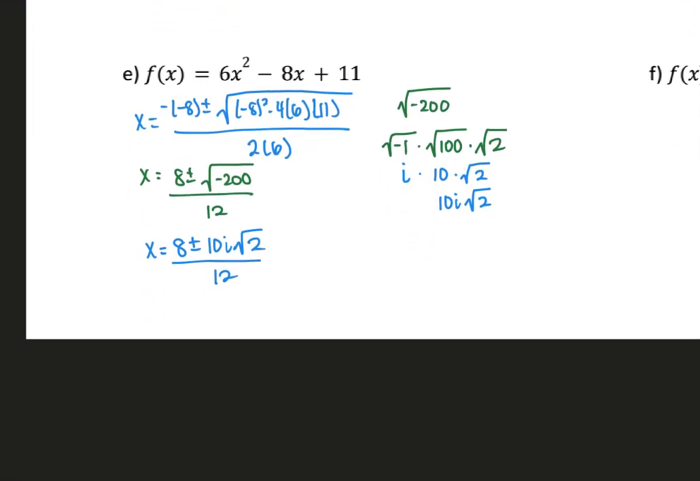So now that we have some numbers on the outside, 8, 10, and 12, we need to see if we can actually divide by something, and those are all divisible by 2. So 8 divided by 2 is 4. 10 divided by 2 is 5, so we have 5I square root of 2, and 12 divided by 2 is 6. So that's as simple as we can get it, and there's our two solutions.